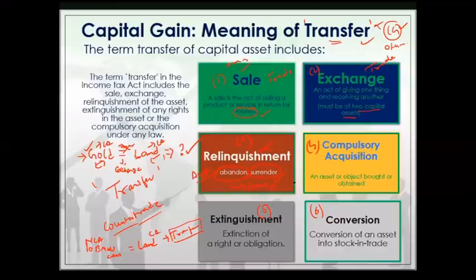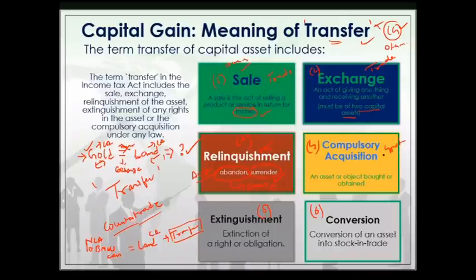Compulsory acquisition, the word is self-explanatory. Who's doing compulsory acquisition? The answer is government. Government is doing compulsory acquisition, and it has become a very popular transaction these days, because for infrastructure development, for expansion of infrastructure, government wants land, right? Bangalore Metro Rail Corporation itself has acquired so much land for its various projects. So in such a case, what happens? You have no option. Even though you don't want to sell, the government is forcefully acquiring your land. In that case, you cannot say, okay, I didn't sell, the government acquired it forcefully, so please exempt me from the capital gain.